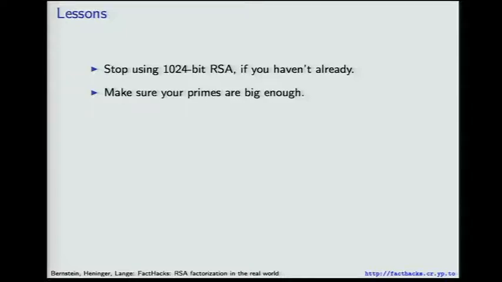So what are the lessons that we can learn from everything that we've done today? Well, the first one is stop using 1024-bit RSA if you haven't already. I have looked at the keys that are out there on the internet, and you are still using 1024-bit RSA. Second, of course, make sure your primes are big enough. Don't try to be clever about how you're generating them. And make sure your primes are random.